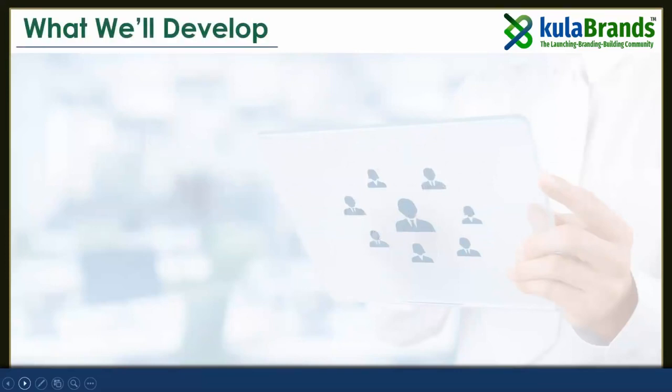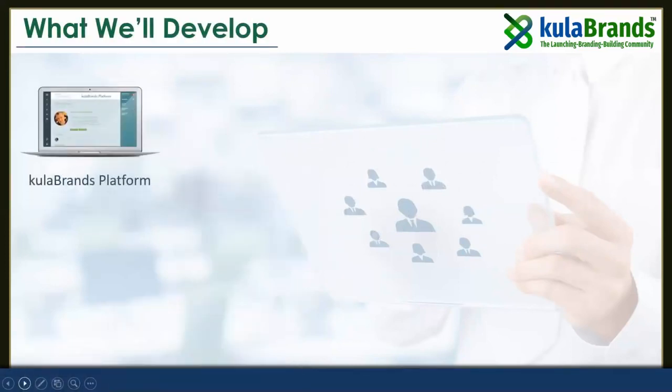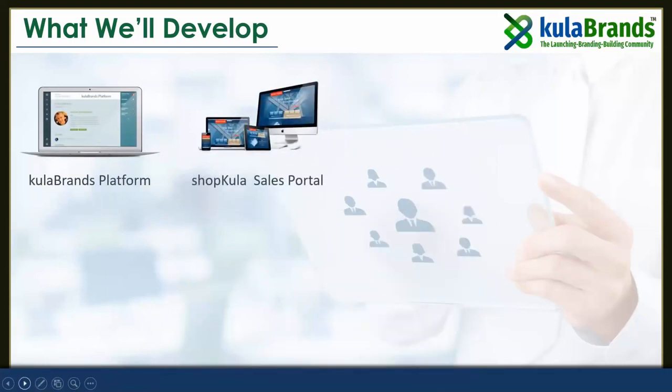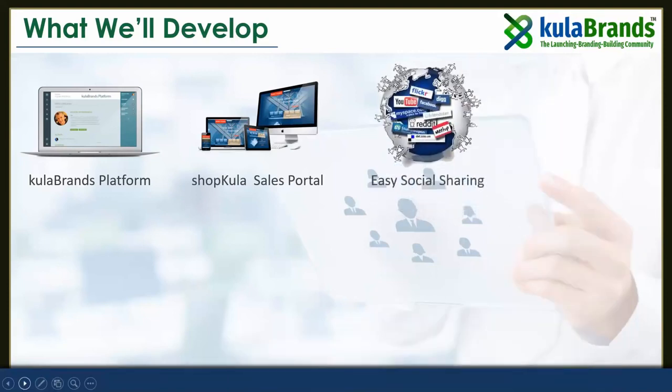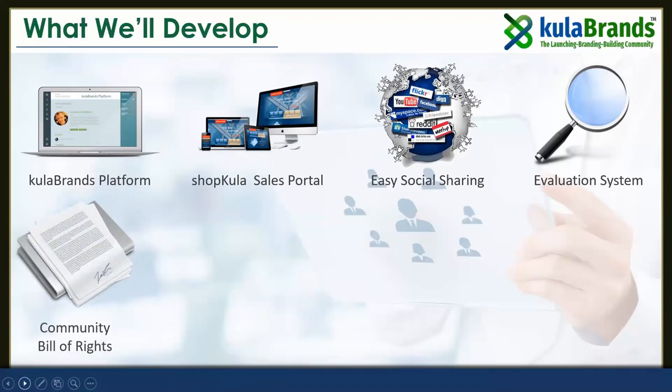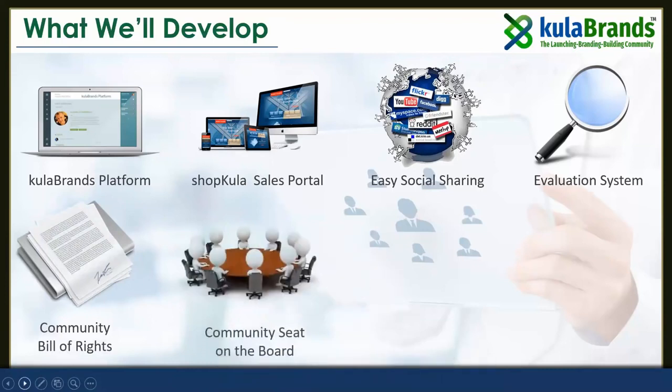So what will we deliver? Guys, we give you a full back office for you to operate your business in, a sales portal in order to earn points in the sales pool, a branding and marketing software that allows easy social sharing, to earn points in the branding and marketing pools, an evaluation system to decide which projects you want to support to earn points in the reward-based crowdfunding pool, and a community bill of rights, and one of those rights is that the community holds one of the seats on the board permanently, elected by the community.